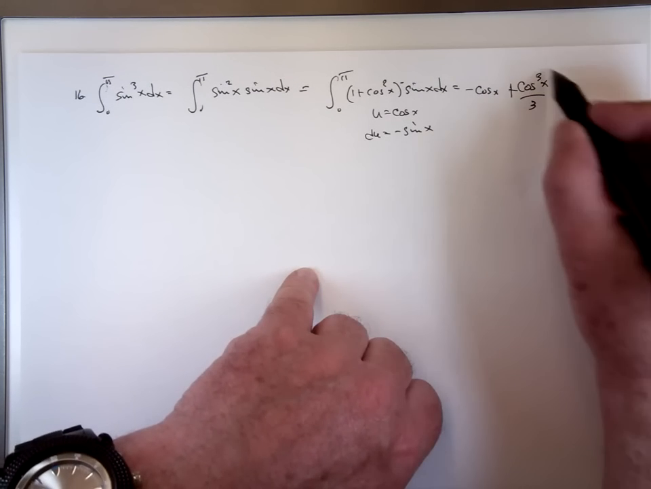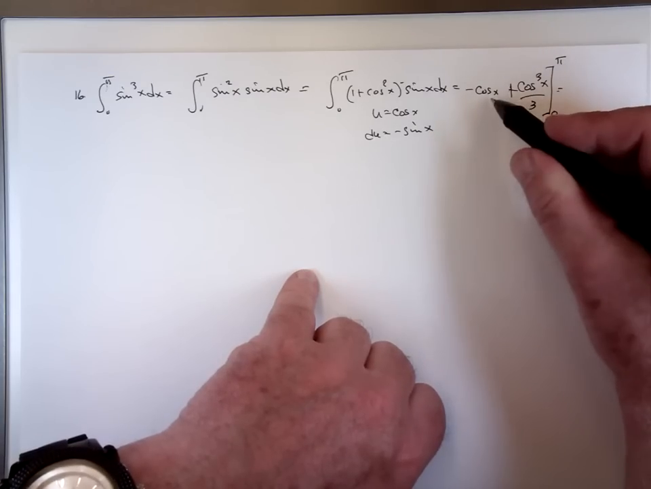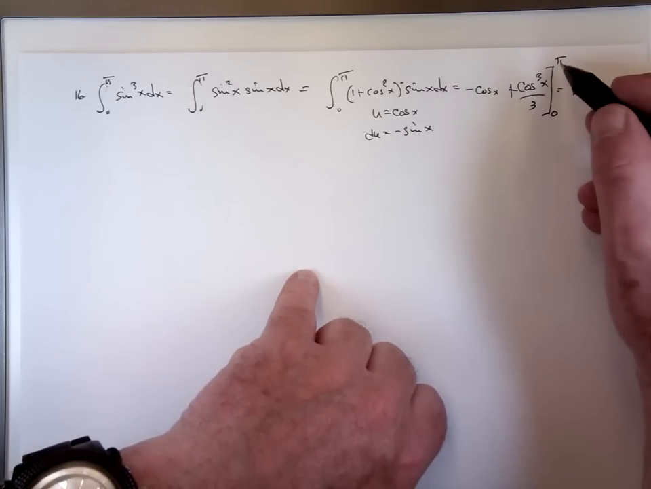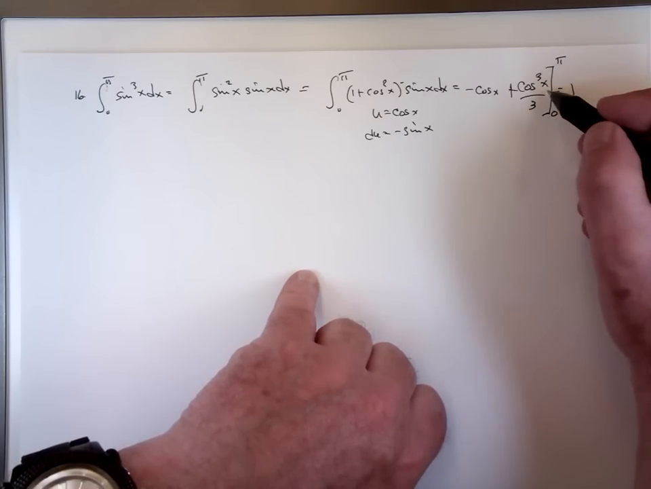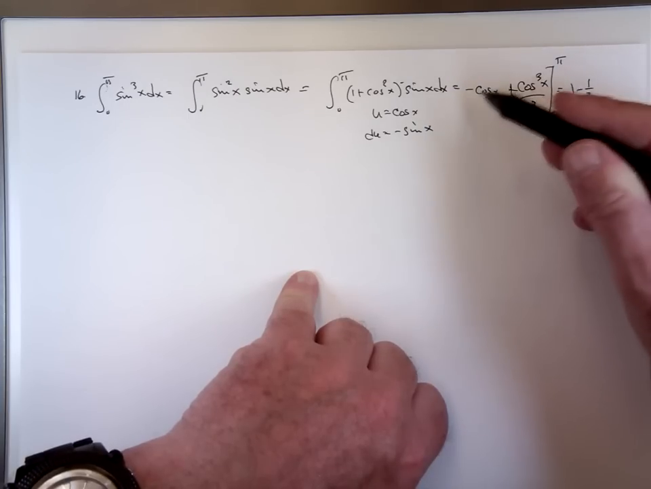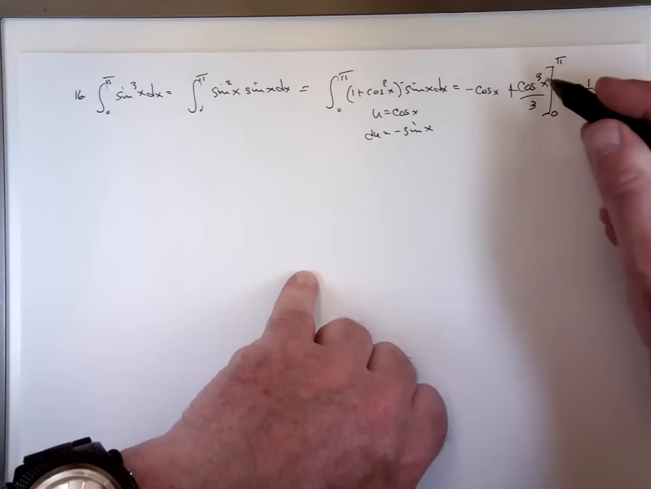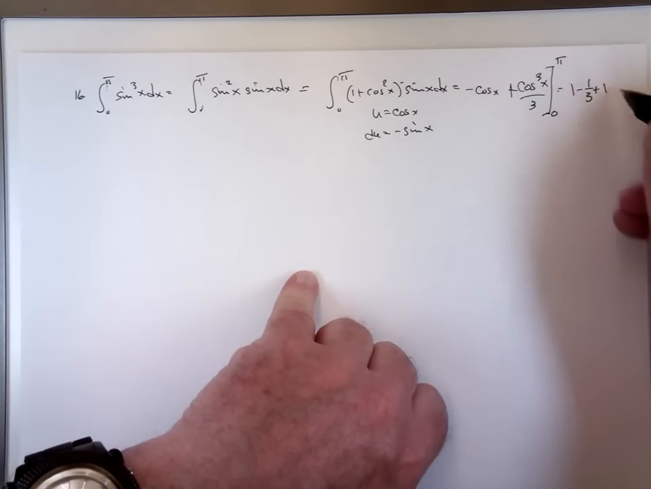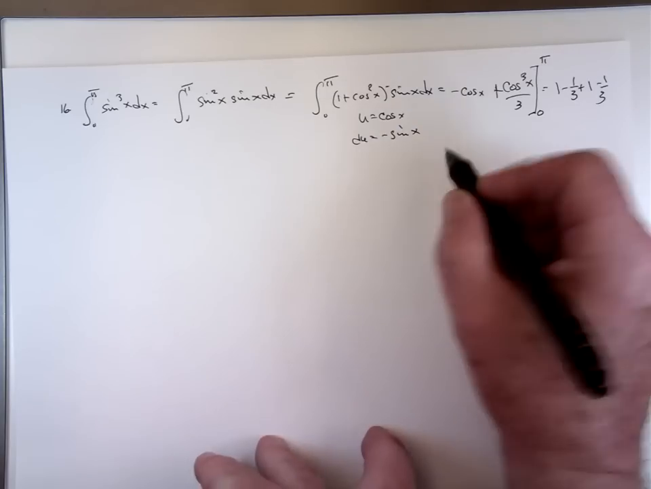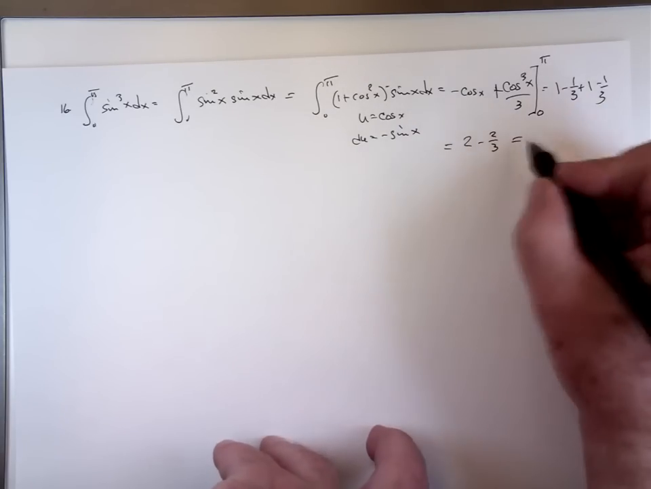Hopefully that's reasonable. Put 0 to pi in here. Cosine of pi is negative 1, but it's the opposite of that, so that's a 1. You've got the cosine of pi here, which is negative 1 cubed, is negative 1. Minus, plus cosine of 0, which is 1. Minus cosine of 0, which is 1, minus 1/3. So after all that, you end up with 2 minus 2/3, okay, which is equal to 4/3.